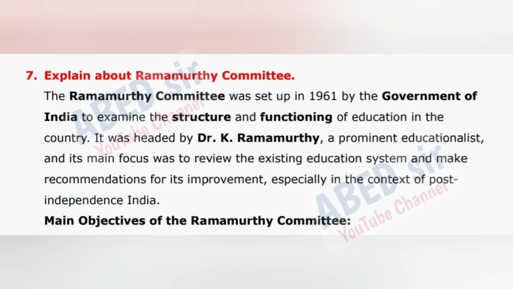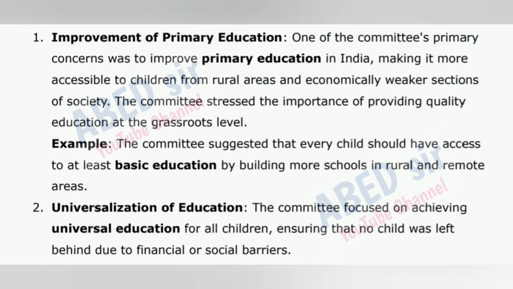Main objectives of the Ramamurthy Committee. 1. Improvement of primary education. One of the committee's primary concerns was to improve primary education in India, making it more accessible to children from rural areas and economically weaker sections of society. The committee stressed the importance of providing quality education at the grassroots level. Example, the committee suggested that every child should have access to at least basic education by building more schools in rural and remote areas.